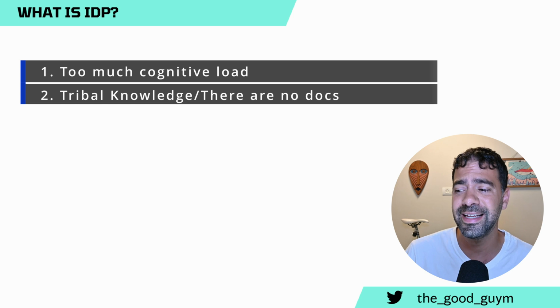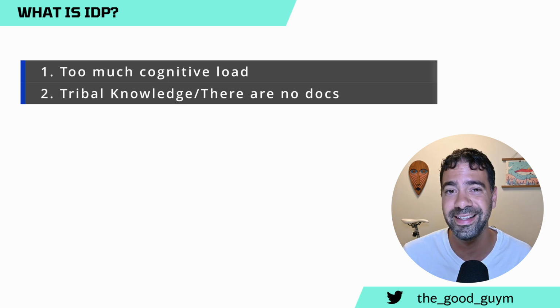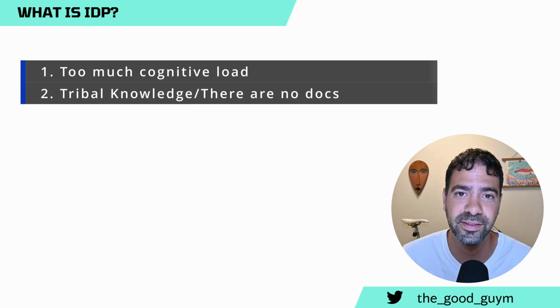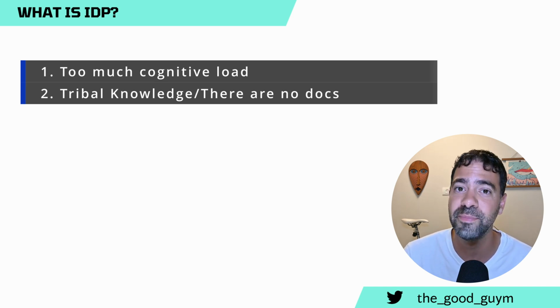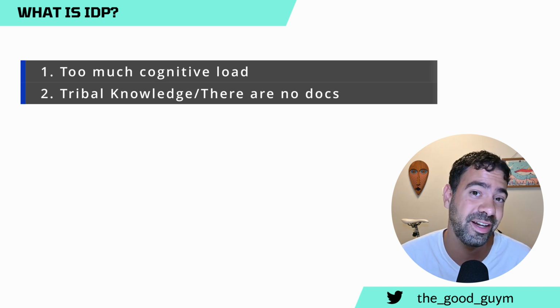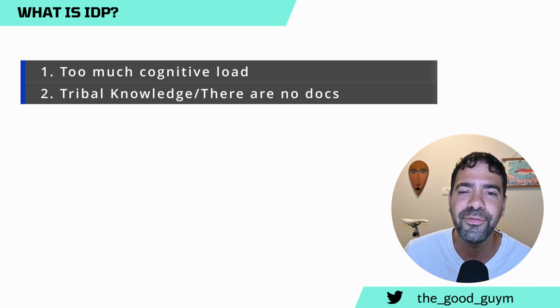The second thing is tribal knowledge and the fact that there are no internal docs. In many organizations, a lot of the knowledge is tribal knowledge. It means that you need to Slack or send a private message to someone, or to different teams, to get some of the information. But in a really big organization with maybe 100 product teams, it's maybe not even possible to get some of the information.